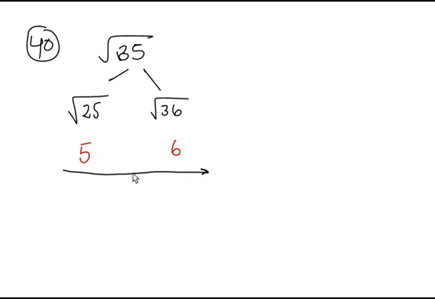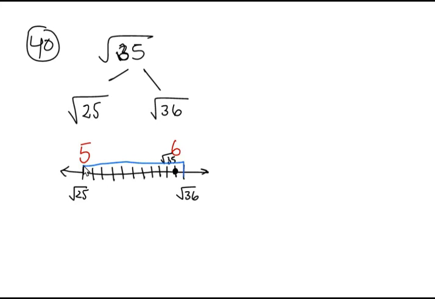Let's make our number line. The reason I'm writing the square roots underneath is just so we can keep track of our numbers here. So I'm going to count my tick marks in between, making a special note of when I hit 35. 26, 27, 28, 29, 30, 31, 32, 33, 34, 35. And then I have 36 here.